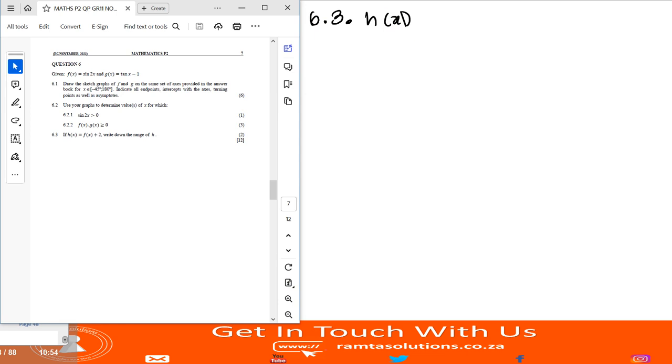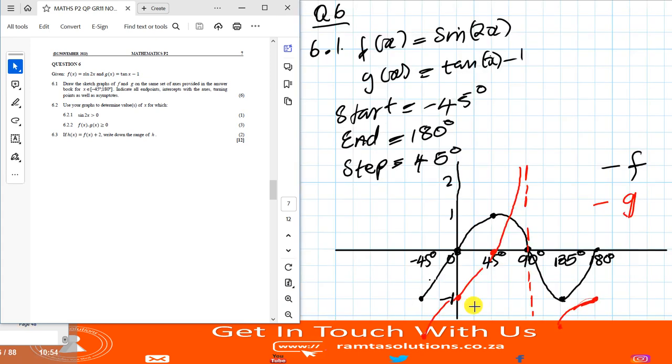So h of x equals f of x plus 2. What was f of x? If you recall, f of x was sine 2x. Do you guys remember? Plus 2. Now, what is the range? When it was sine, look at the range. It was -1 to 1. But now what has happened? It has been shifted 2 units up. It's the very same graph, but shifted 2 units up.